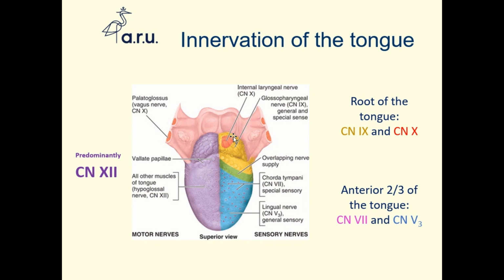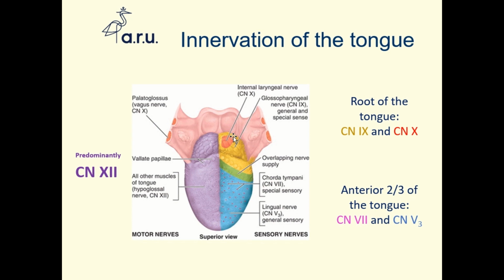And then in the case of the sensory innervation of the tongue, we've got the anterior two-thirds of the tongue, where the general sensory information is going to be perceived by the mandibular division of the trigeminal nerve, to be more specific, from the lingual branch of the mandibular division of the trigeminal, whereas the special sensory information of taste is going to be carried by the chorda tympani branch of the facial nerve.